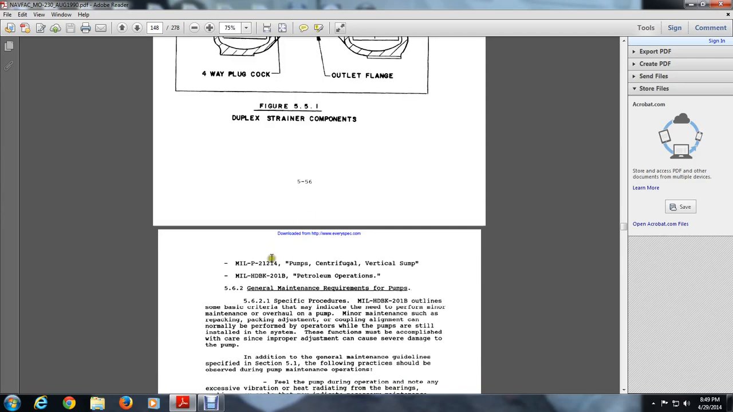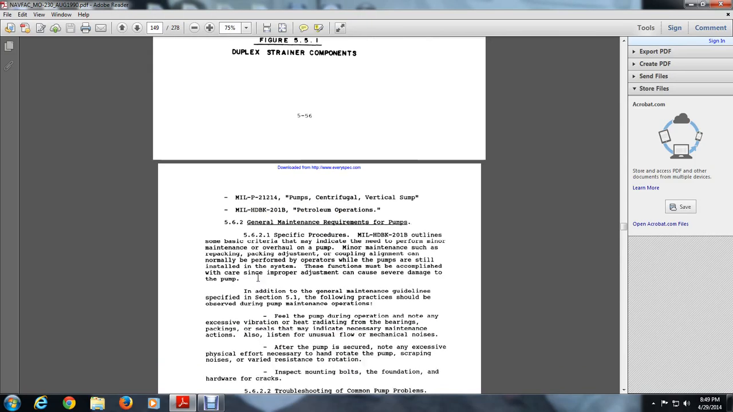MIL-P-21214, Pump, Centrifugal, Vertical Sump Pump; Military Handbook 201B, Petroleum Operations. 5.6.2 General Maintenance Requirements for Pumps.